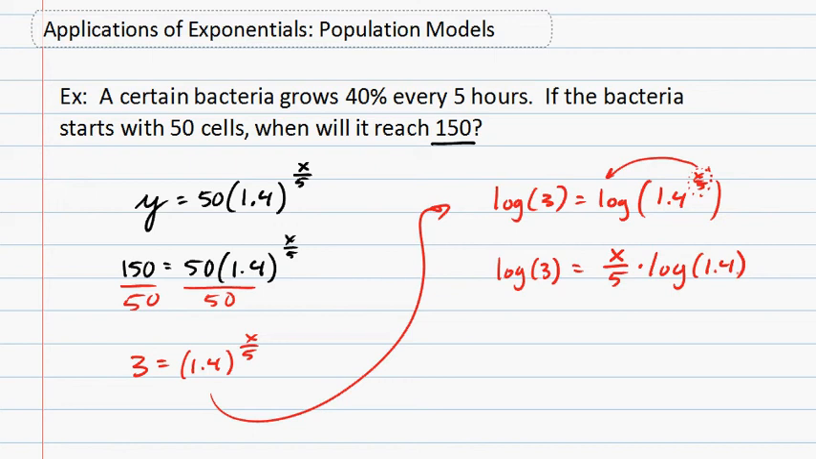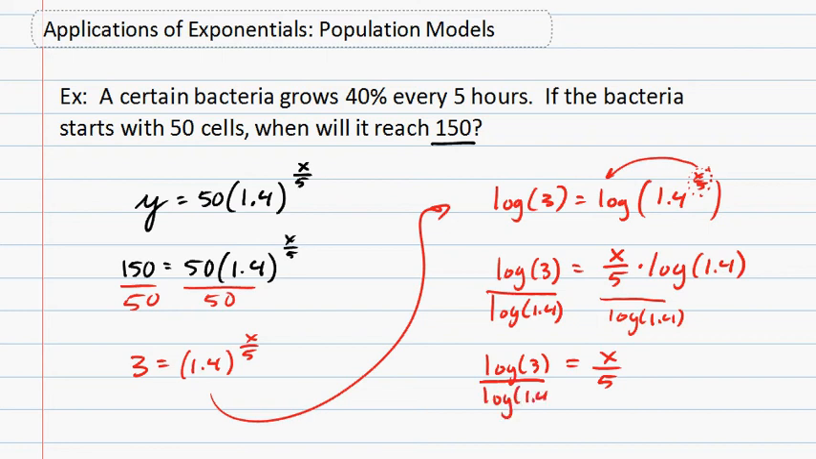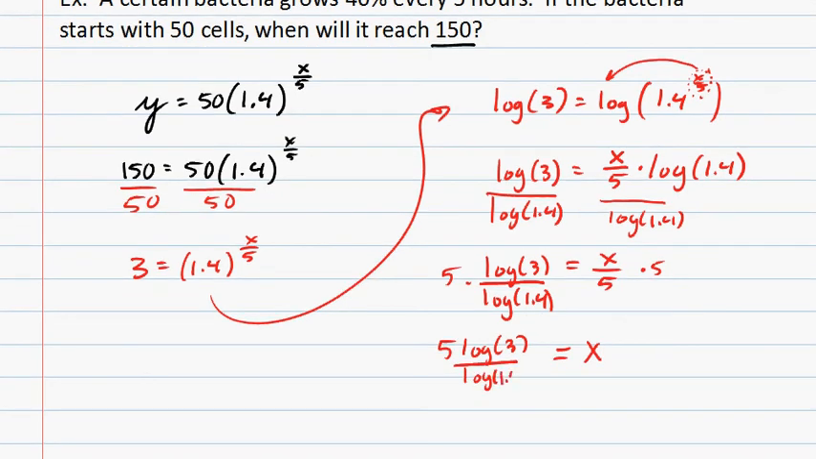And now we want to get x alone. So we're going to divide both sides by log of 1.4 first. That would leave x over 5, and over here we have this stuff. Now to get x alone here, we're going to times it by 5 on both sides. So x is 5 log of 3 all over log of 1.4.